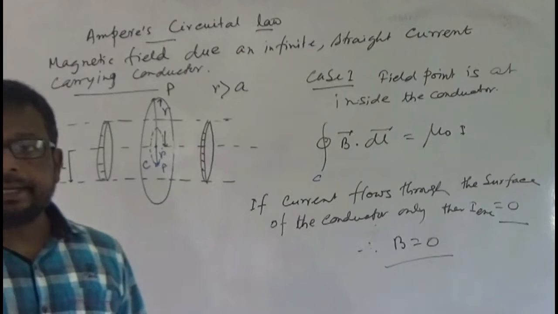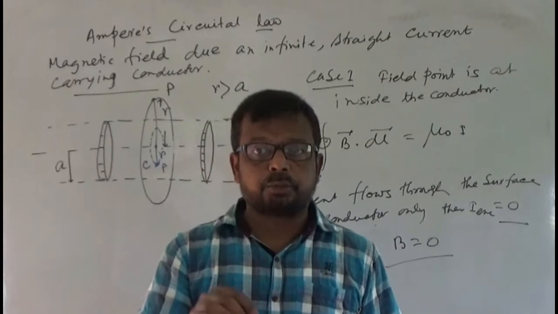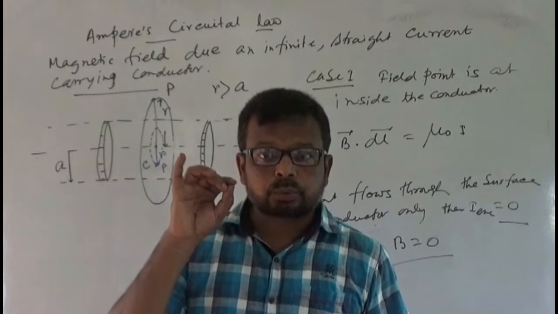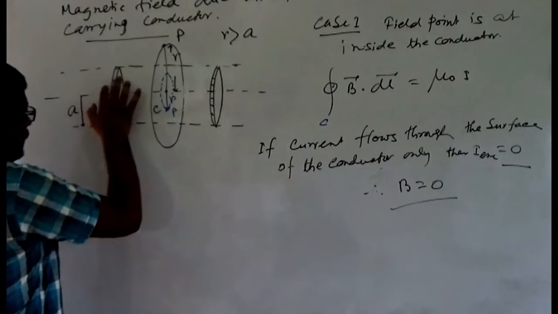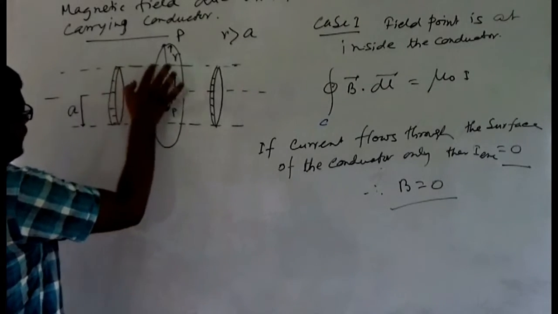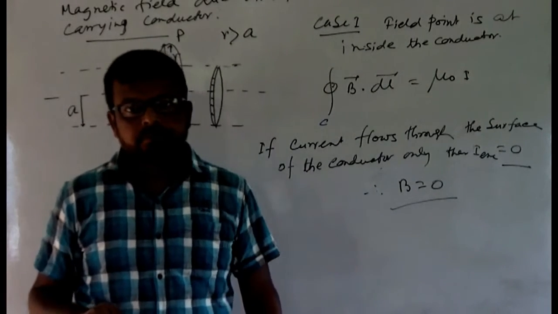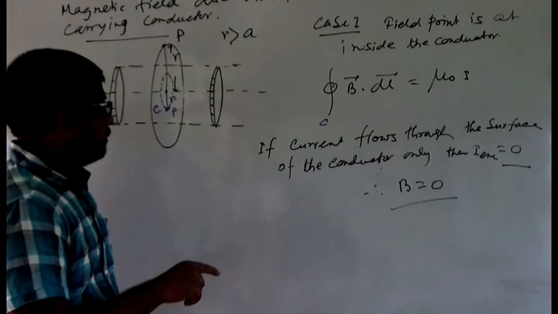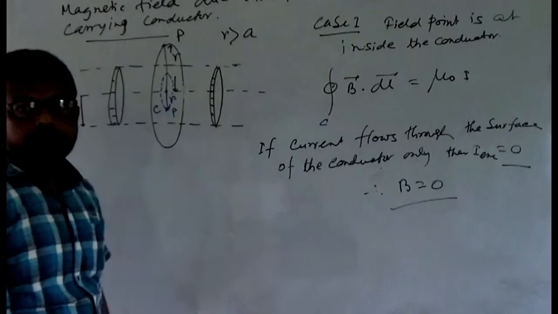Now, if the current is uniformly distributed throughout the cross section of the wire, here is current, here is current, here is current, also uniformly distributed, then there will be a current through this surface.